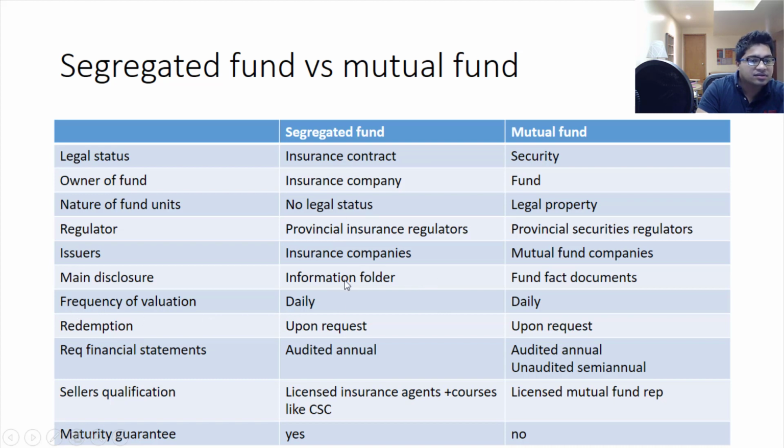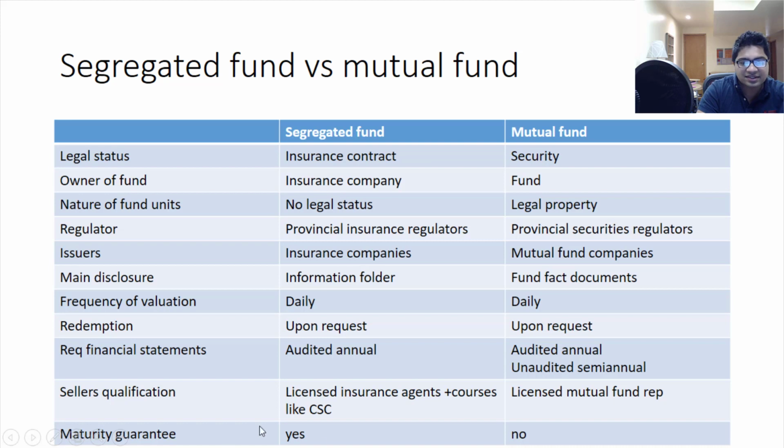Frequency of valuation: segregated funds are valued daily, mutual funds are also valued daily. Redemption: it is upon request. Mutual fund, it is upon request. Required financial statements: segregated funds need audited annual statements. Mutual funds have audited annual and unaudited semi-annual. Seller's qualification: you need to be a licensed insurance agent, plus you need courses like CSC. In mutual fund, you need to be a licensed mutual fund rep.